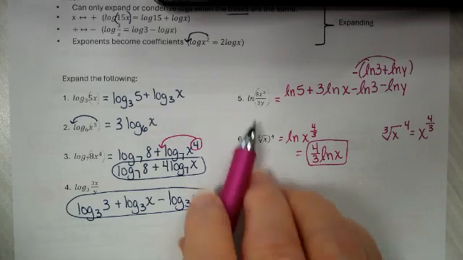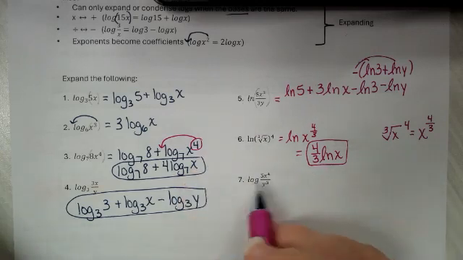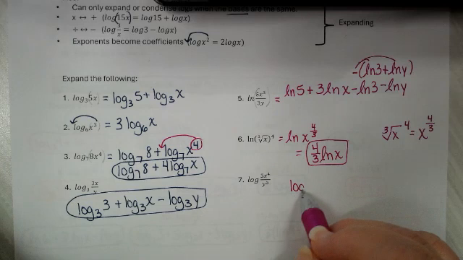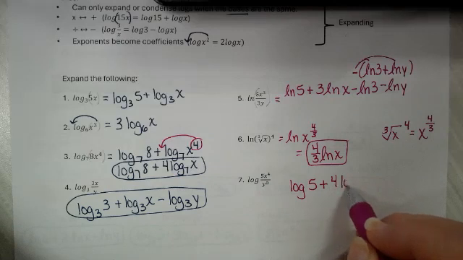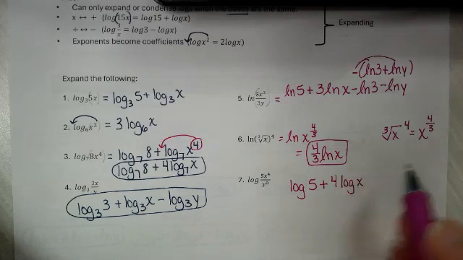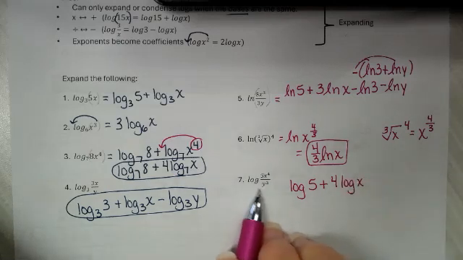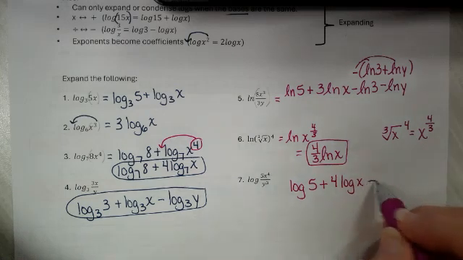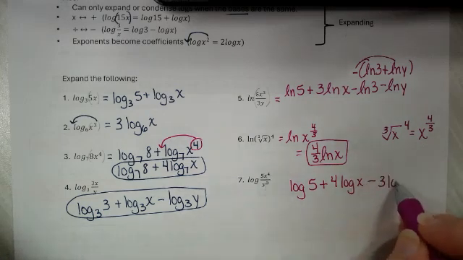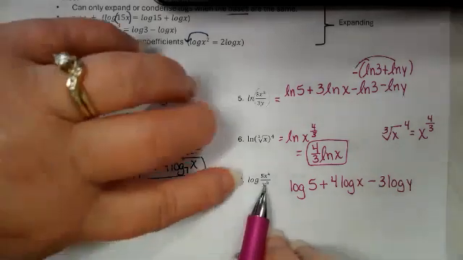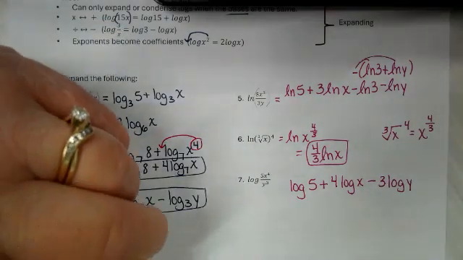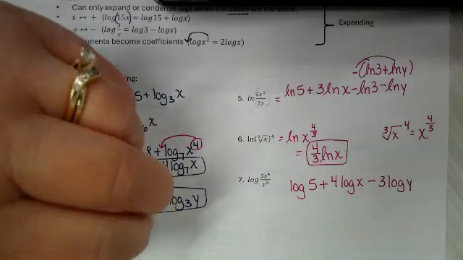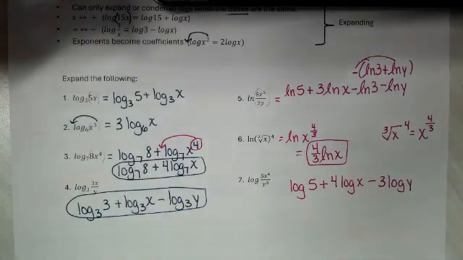Now number 7 looks a lot like number 5. So we're going to take our numerator and we'll say log 5 plus, remember x to the fourth, the 4 becomes the coefficient, 4 log x. And on my denominator, I'm subtracting, because that's division, minus 3 log y, because the exponent became the coefficient. So that's how we expand our log expressions.